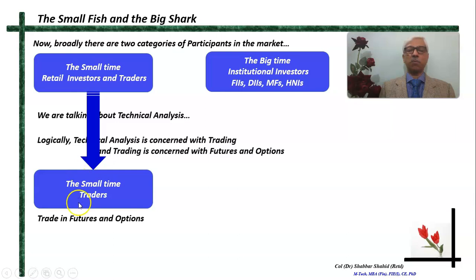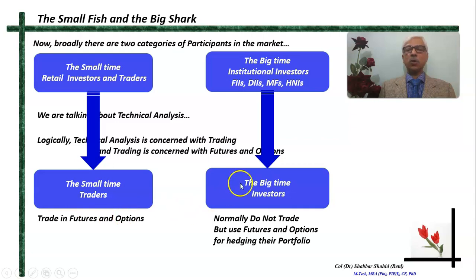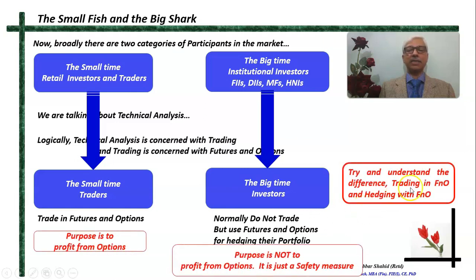On one hand, you have got the small-time traders. These people trade in futures and options. And you have the big-time investors. See, normally these big-time investors do not trade. They don't do the trading. But they do indulge in buying and selling futures and options for the purpose of hedging their portfolio. Though in principle they are not doing trading, still they are buying and selling futures and options for the purpose of hedging. Try and understand the difference between trading and hedging.